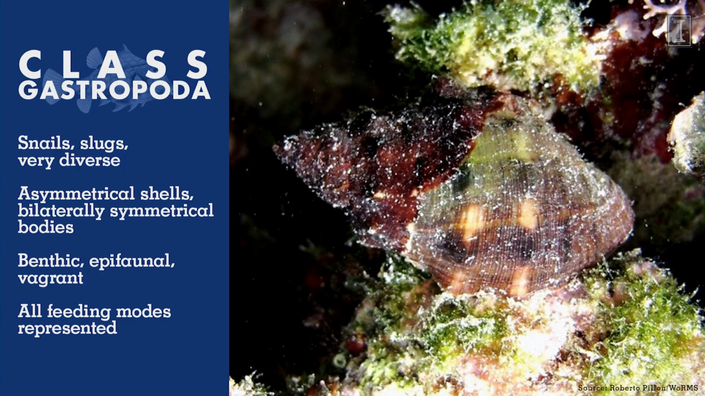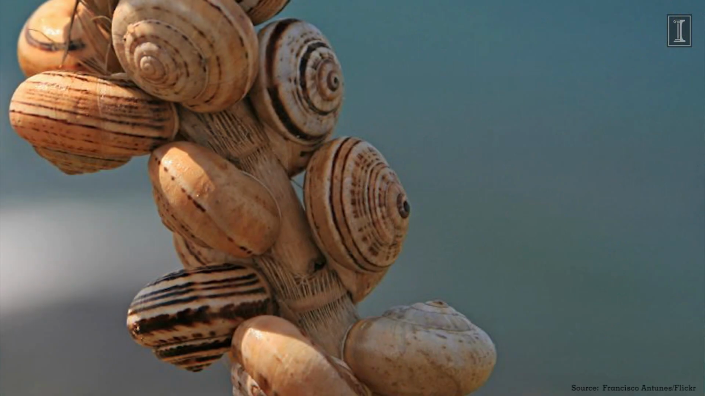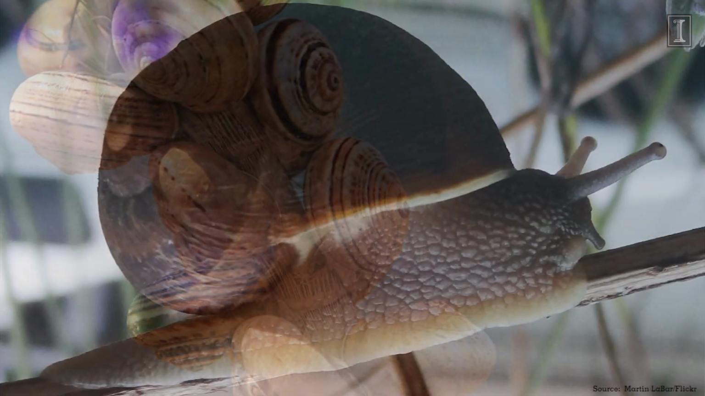The second class that we'd like to consider in the phylum Mollusca is the class Gastropoda, or your gastropods. So these are snails, slugs, and they can be very diverse as far as the level of species goes. The symmetry of gastropods is that they're asymmetrical shells, and they have bilaterally symmetrical bodies, actually.